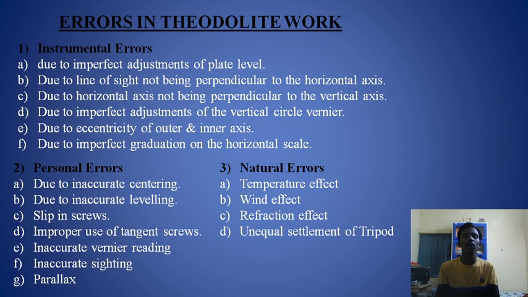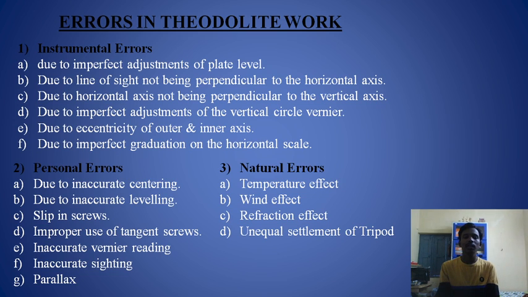Now the next one is improper use of tangent screws. The tangent screws are provided for the accurate bisection of the object and points which we are going to measure. If you are not using the tangent screws for the accurate bisection, then it will be called a personal error. The next one is inaccurate vernier reading. Some of us will read wrong graduations on the vernier scales which are provided in the theodolite. So the improper or inaccurate reading of the vernier will be a personal error.